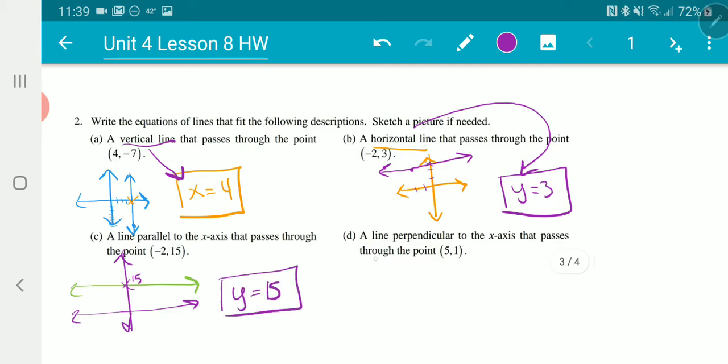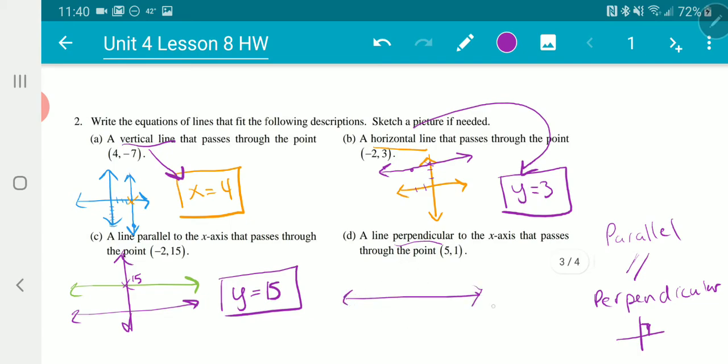Okay, and lastly, a line perpendicular to the x-axis. Well, what does it mean to be perpendicular? So if parallel, this is a good time for a note on the side. Parallel means you have lines that never cross, right? Perpendicular means you meet at right angles. So two lines meet and make a right angle. So a line perpendicular to the x-axis. So again, here's my x-axis here. Here's my y-axis.